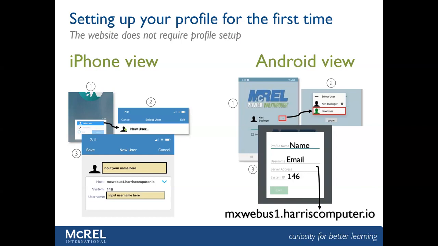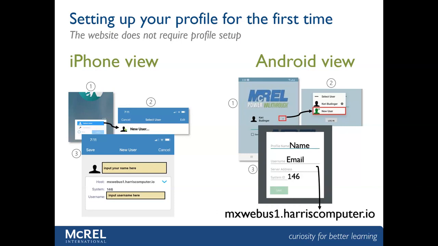Next to the human icon, you'll put your first name, and you could put your last name, but truly no one sees this information, so any name there is fine. And then you'll check the fields below. Your host should say mxwebus1.harriscomputer.io, and your system should say 146. If either of those are blank or incorrect, you can use the information on the screen to complete it. And then in your username field, it's either your work email address or McREL Demo.